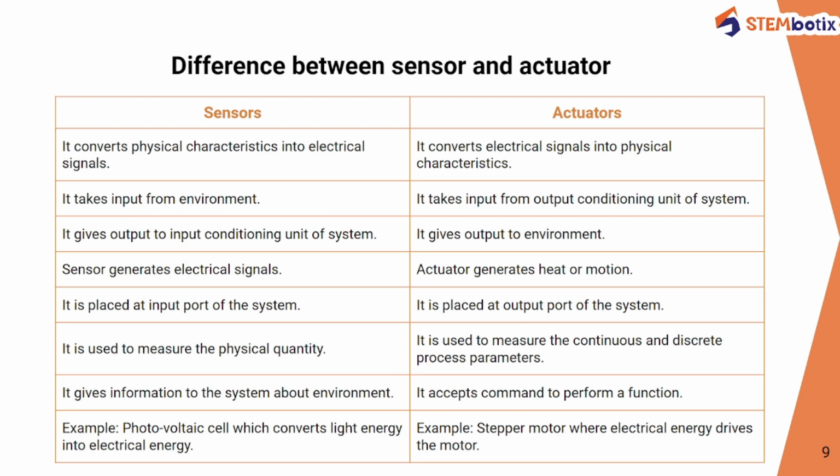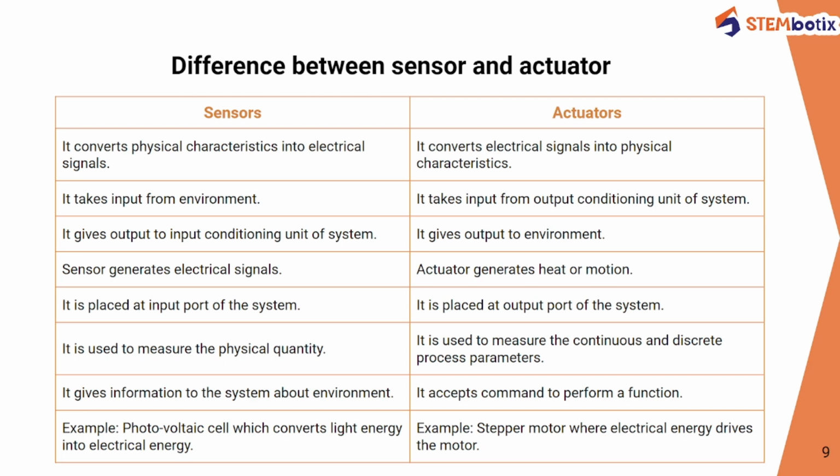Now the sensor gives output to the input conditioning unit of the system, whereas the actuator gives output directly to the environment. Sensor generates an electrical signal, whereas actuator generates heat or motion. First, the actuator takes some electrical signals and in return generates heat or motion. For example, the motors. We connect them to the supply and then they do the rotating or the motion function. The sensors are placed at the input port of the system, whereas the actuators are at the output port.